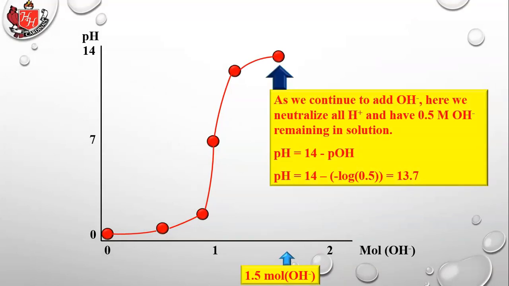So as we continue to add OH minus, here we neutralize all of the H+ and have 0.5 molar of OH minus remaining in the solution. So there it is. The pOH is the negative log of 0.5. So 14 minus that number is going to give you 13.7.